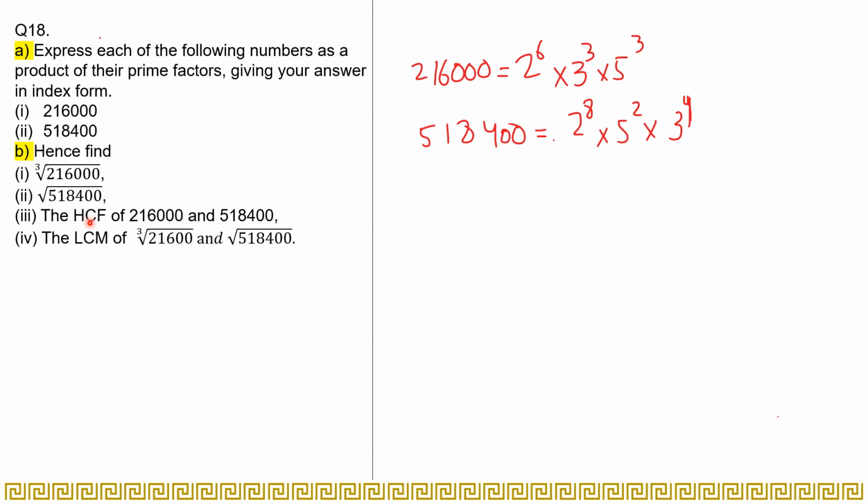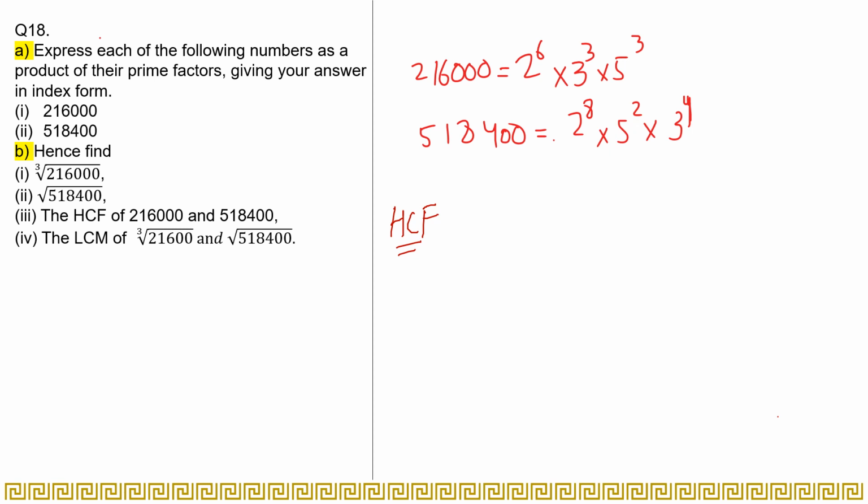Now let's move to part 3. We have to find the HCF of 216000 and 518400. So what we can do is we can again use the prime factorization we already have. We have to find the HCF of these two numbers, right? So let's see what is common in these two.